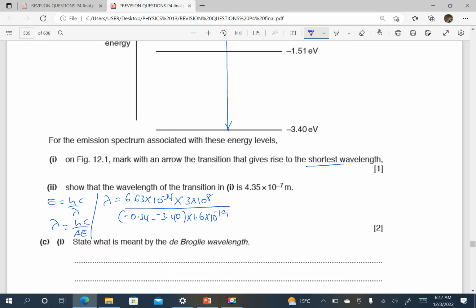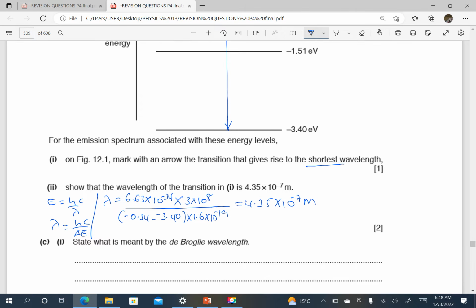So from my calculator, I'm getting 4.35 times 10 power negative 7 meters. Be careful with such questions which require you to show that, because the examiner will check if you made the right substitutions, because the final answer does not carry the mark. It has already been given. So don't just do wrong algebra and then forge the answer. The examiner is very careful.